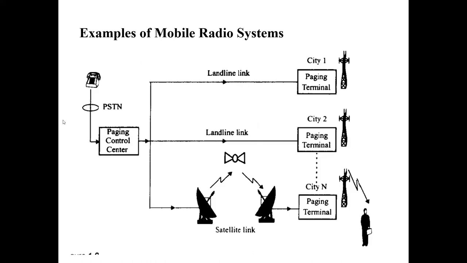Now here you have figure 1.3, which shows the diagram for the paging system. We may look at it, please. The paging control center is connected to whom? To the PSTN. This is what we mean by an integrated system. Whenever we are going to install a new system, the new system must integrate with the previous systems. I mean, it's not acceptable to install a system which works individually. Whenever you install a new system, it must be integrated with the previous systems. So this is the paging control system, and we may have landline links to the cities and then base stations of the paging system, or we may use the satellite link to provide the coverage area in the deserted areas.